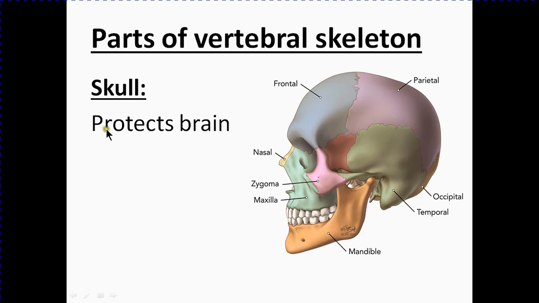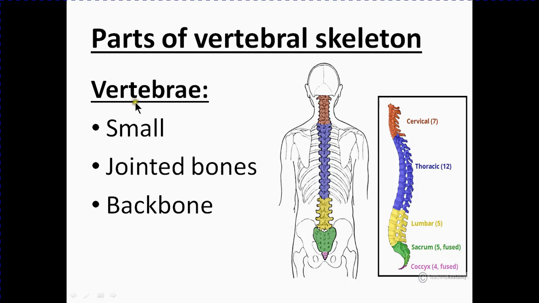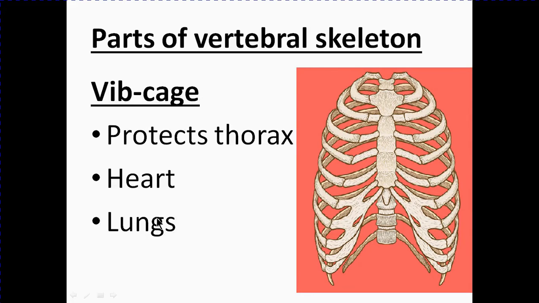skull actually protects our brain. Number 2, vertebra. Small jointed bones form the backbone. So you can see here, it's known as vertebra that combine or join with small bones together and make our backbone, or in all vertebrates it forms the backbone.